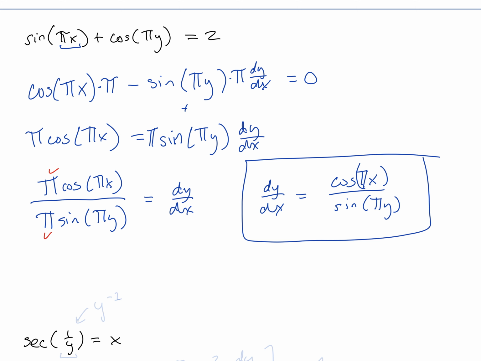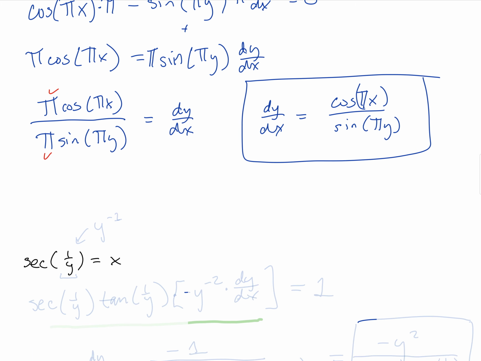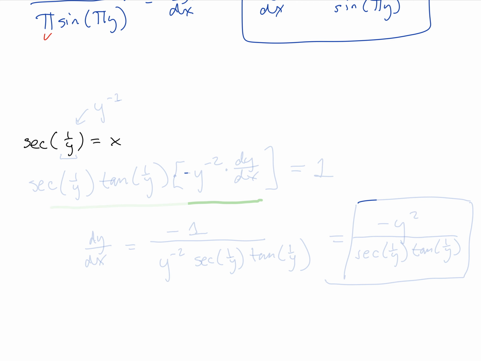For the derivative of secant of 1 over y equals x, I can take the derivative of both sides with respect to x. Derivative of secant is secant tangent. So I've got secant 1 over y tangent 1 over y times the derivative of the inside. So this inside function, I could think of as y to the negative 1, if that's helpful for me.